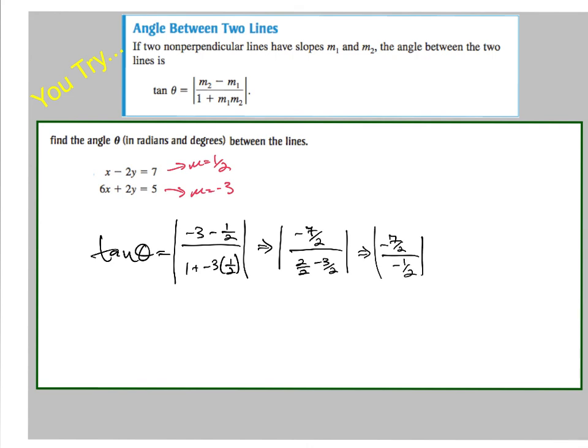Now, this one ended up being positive to begin with. However, I end up with a positive 7. And so now I have tangent theta is equal to 7. So what do I have to do to that 7? I arctan it. So theta is equal to 81.87 degrees, or how many radians? 1.43 radians. All right, pretty good. Again, all we have to do is extract the slope.